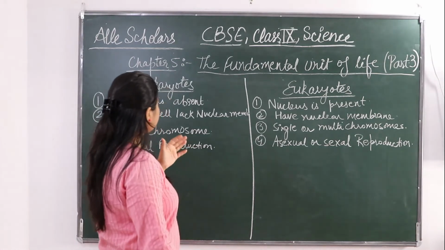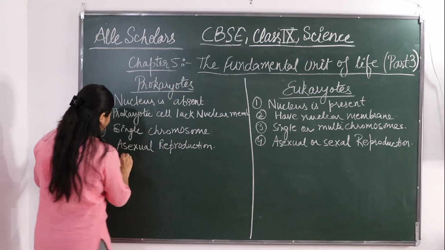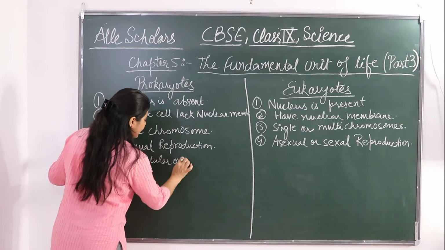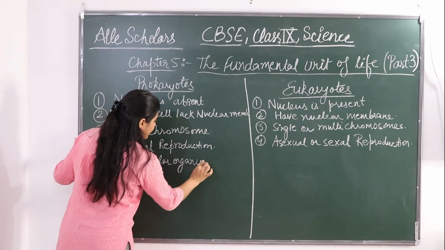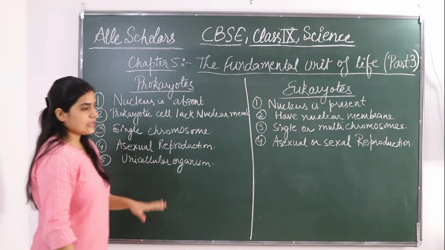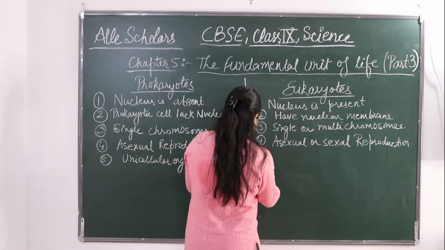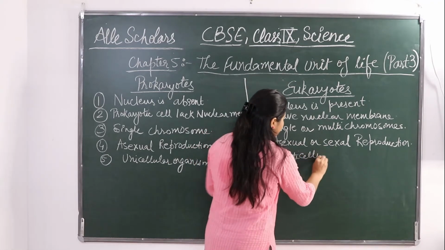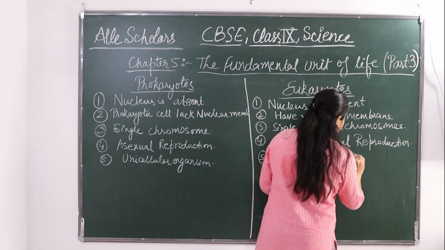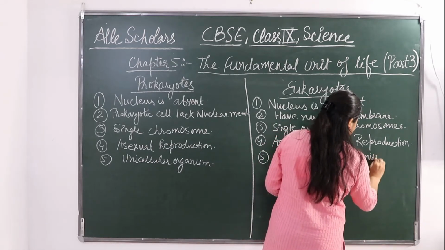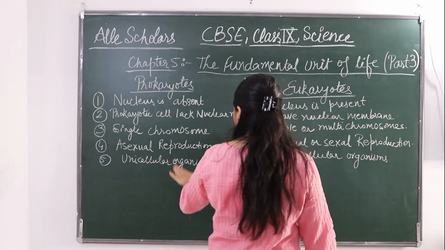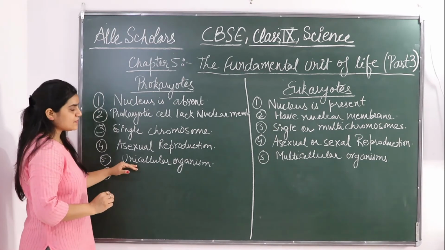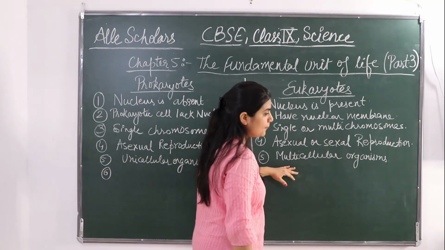And if we see the type of organisms, prokaryotes are only unicellular, meaning they are made up of only one cell. Whereas the eukaryotes are multicellular, meaning they are made up of many cells. Uni means one and multi means many.